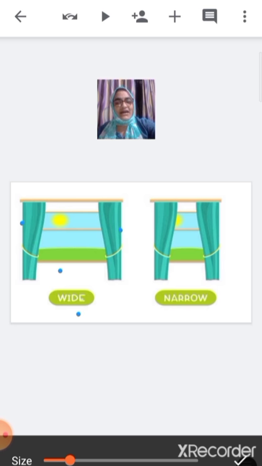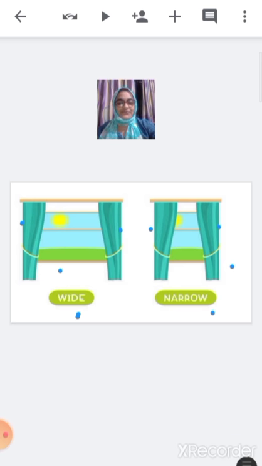So this is wide and this window is narrow. It is limited in size. See, the sides of this window are closer to each other. So that's why it is narrow. So this is wide and this is narrow.